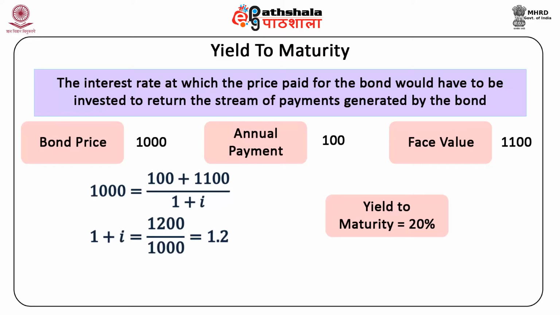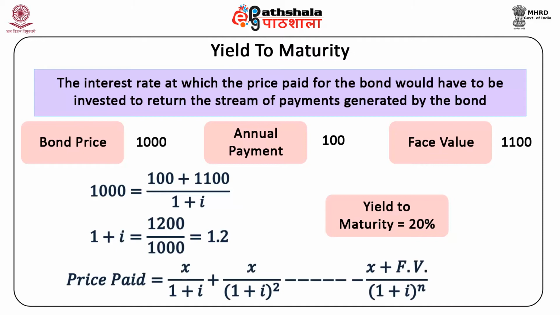In general, yield to maturity for a bond maturing in n periods satisfies the following condition. That is, price paid is equal to x upon 1 plus I, plus x upon (1 plus I) squared, and so on till we have x plus face value FV upon (1 plus I) raised to the power n, where x is the annual payment to the bondholder.